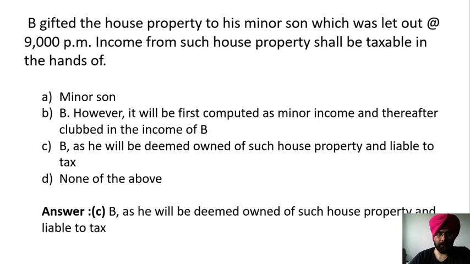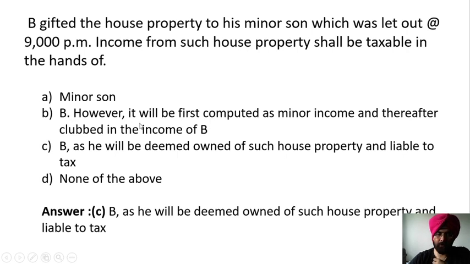So here the correct answer is C. That is, Mr. B will be the deemed owner of the house property and liable to tax. So here we have referred to section 27 of the Income Tax Act, which says that the deemed owner of the property is the transferor, that is the person who has transferred the property. It will not be the transferee.